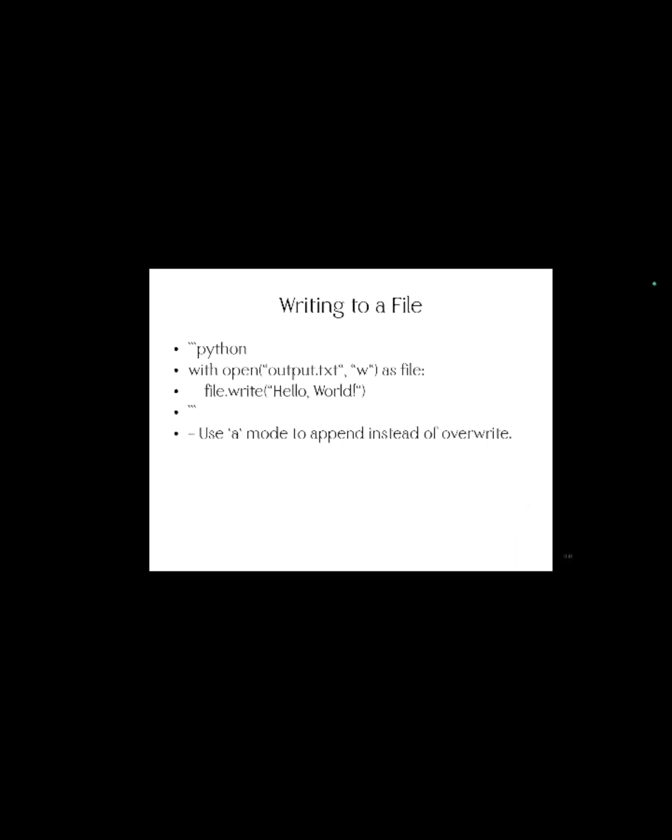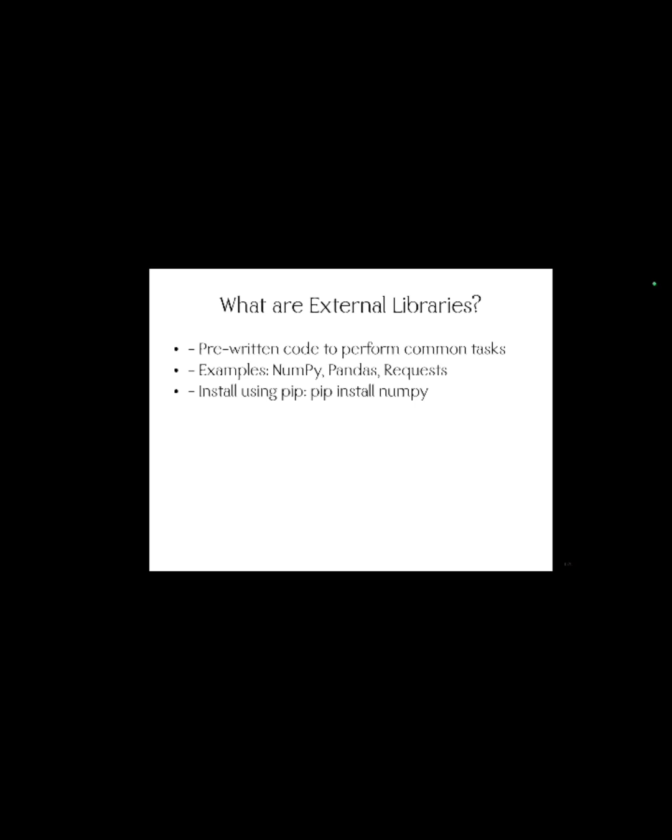Now let us move to the next slide. Our next slide is what are external libraries. External libraries in Python are collections of code developed by external programmers that provide reusable functionality. They are not part of Python's standard library and need to be installed separately. Examples: NumPy, Pandas, requests, PyTorch, Beautiful Soup, Seaborn, Keras, PyBrain, etc.